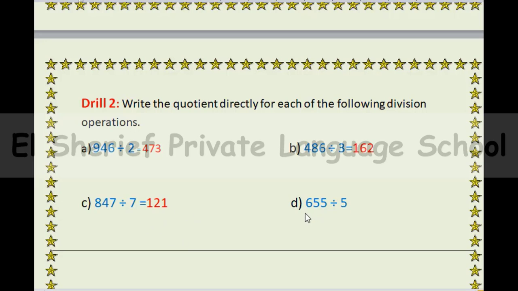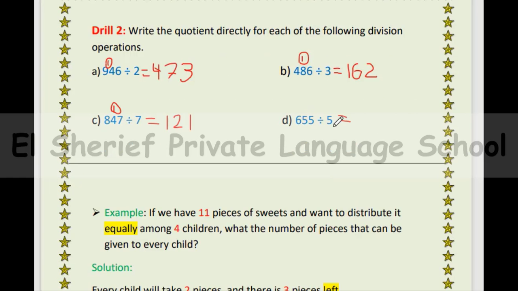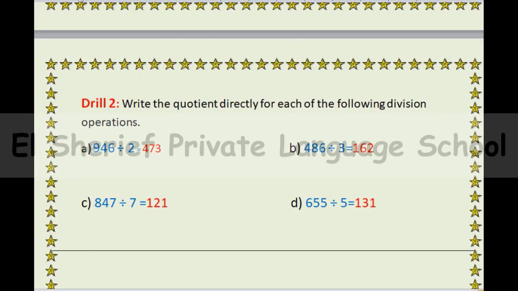So that is 121. Letter C, 655 divided 5. Okay. Also, 6 divided 5 can't be, so back by one step, 6 become 5. 5 divided 5 equal 1, and 5 become 15. So 15 divided 5 equal 3, and 5 divided 5 equal 1. So 131.